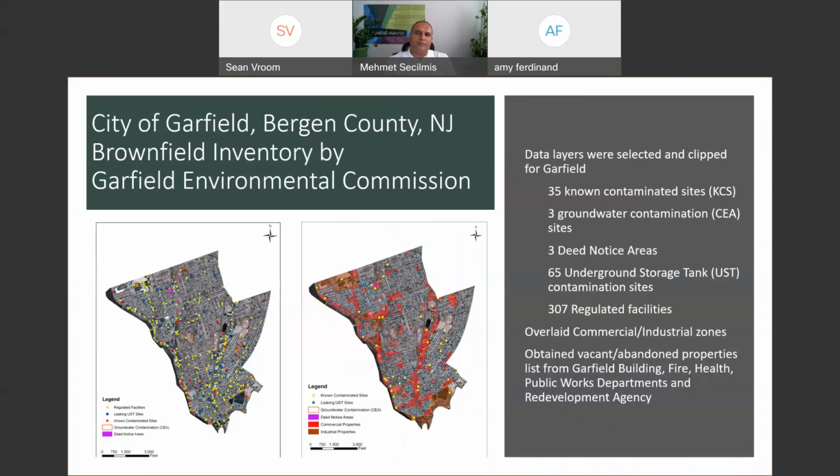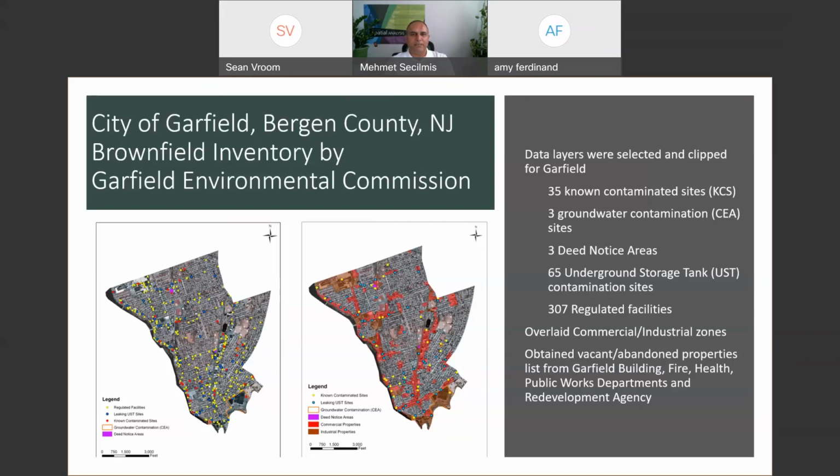Now I'll be talking about a brownfields inventory that I was involved in. I lived in New Jersey, and Garfield is a city in Bergen County, New Jersey, with a population of 30,000 people. It's a small city, but it's a former industrial city. It has lots of industrial properties. I lived there for 12 years, and I was a member of the Environmental Commission. As an environmental engineer and GIS specialist, I volunteered to help put together a brownfields inventory.